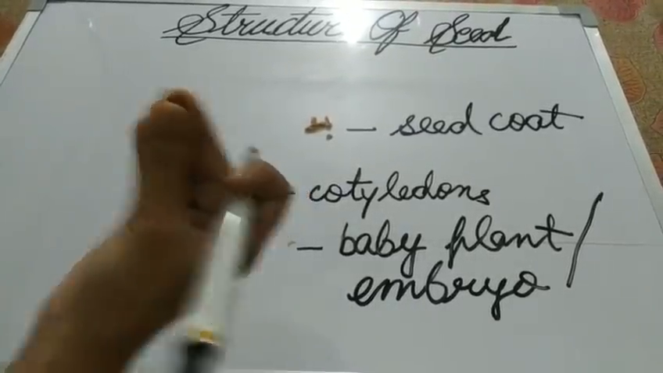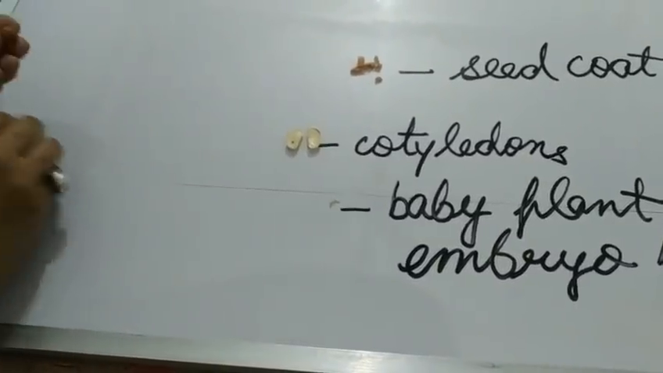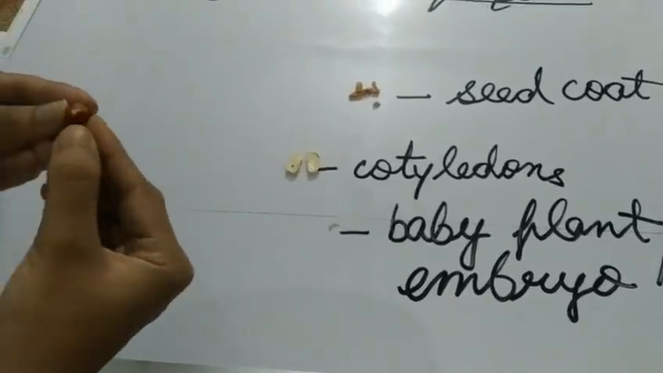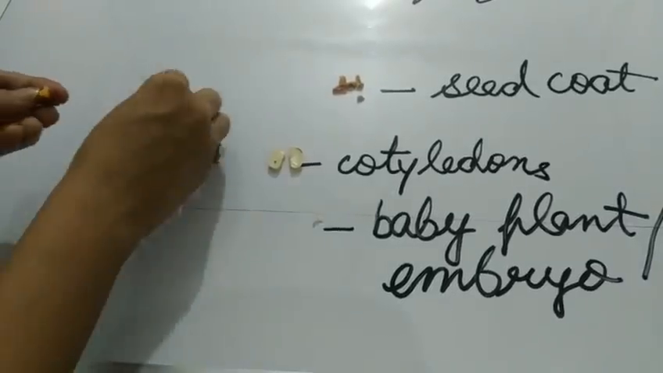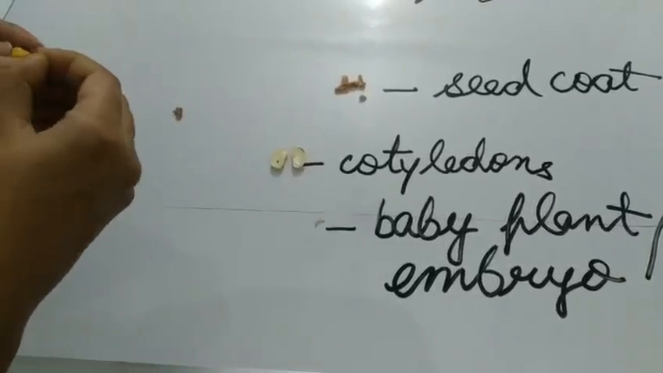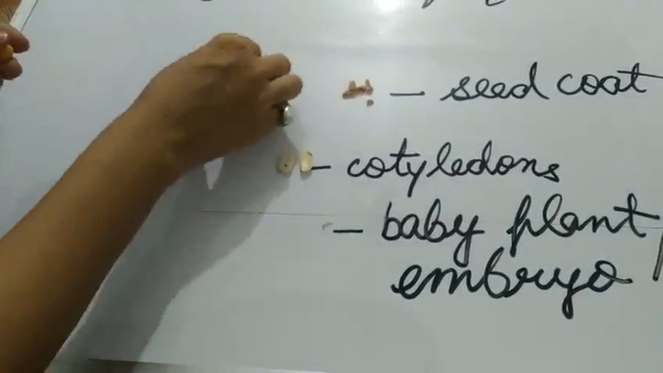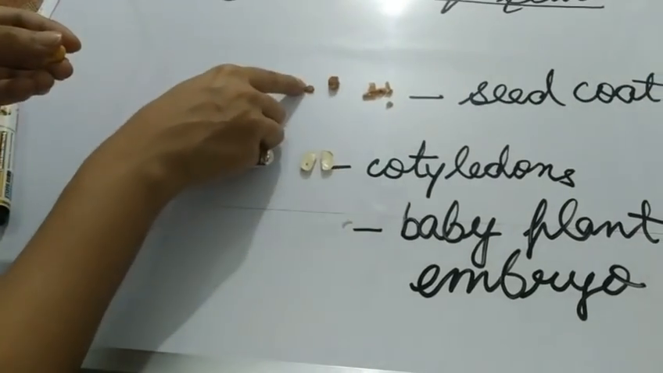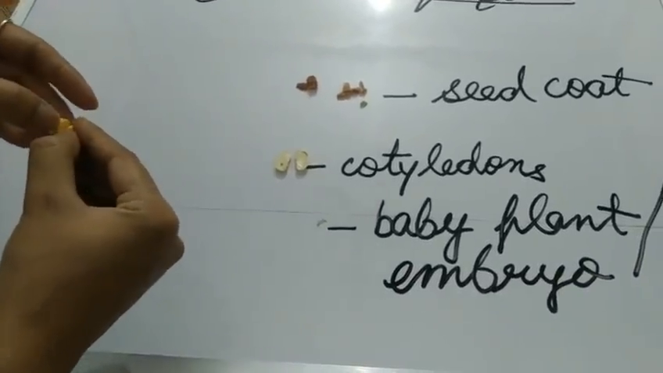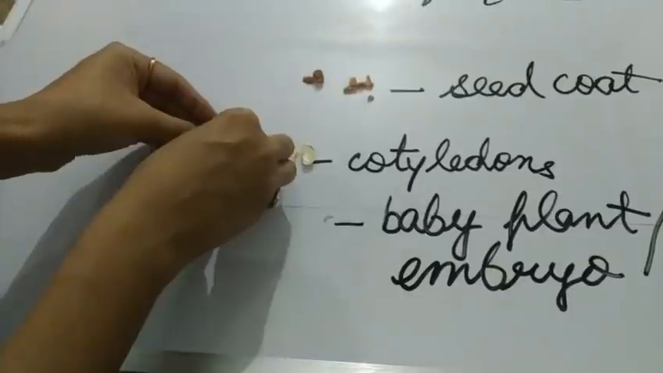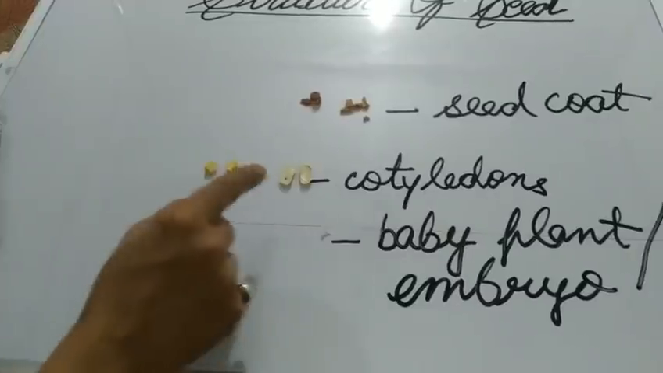Now I have another one, a gram seed. If you have chana, you can study the structure in this also. See, the outermost structure, the brown covering that you see, is your seed coat. Once you peel it off, you get the outermost covering, and this is your seed coat. Now see, when you separate these two parts, you get the cotyledons, which provide the baby plant with food.